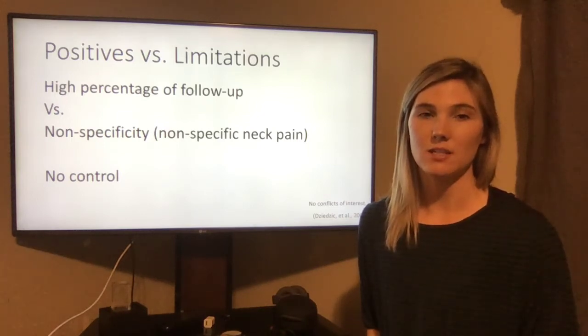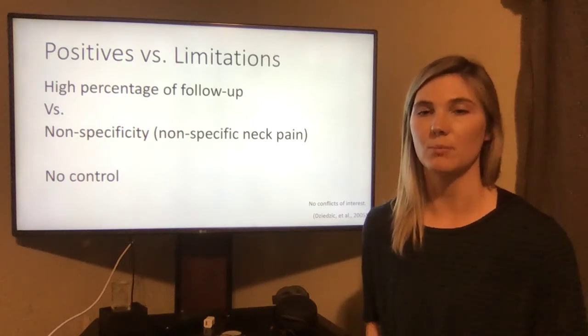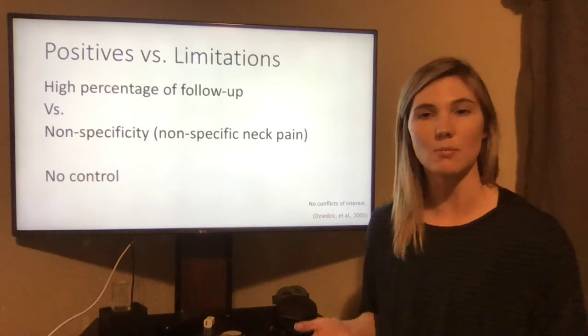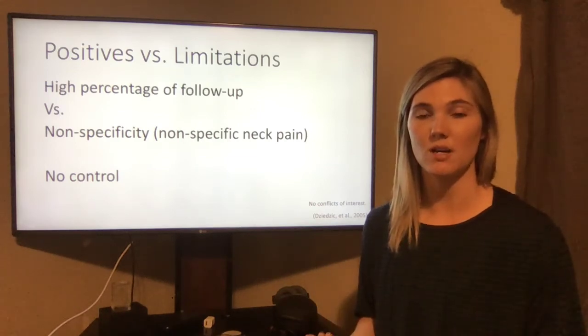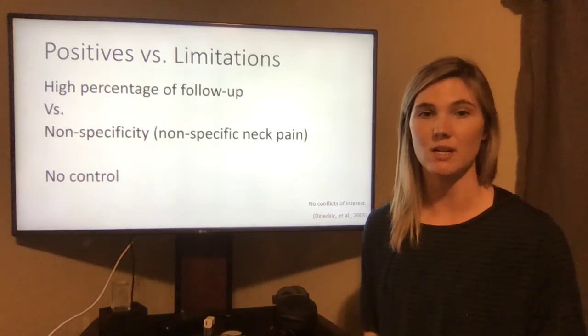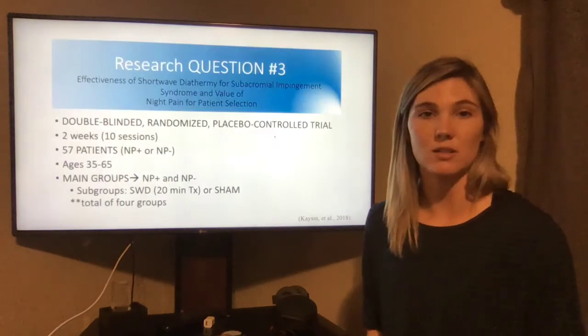But the limitations was there was no control group, as well as a limitation that I found personally. I thought maybe if they subgrouped patients into what their response to treatment was or what their specific symptoms was, perhaps they could have gotten more clear results. And there were no conflicts of interest with this study.